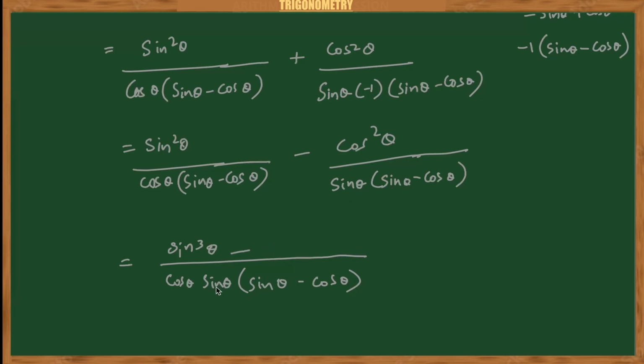Minus, okay, what is remaining here? Sin theta is there, cos theta. So we need to multiply with cos on top. Cos square is already there. Cos square into cos becomes cos cube theta.